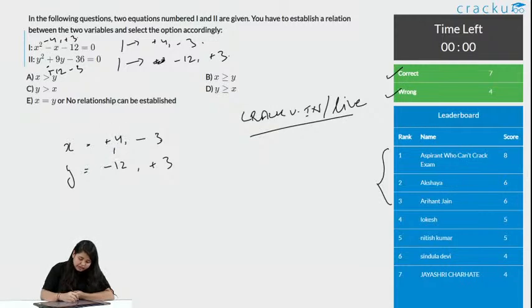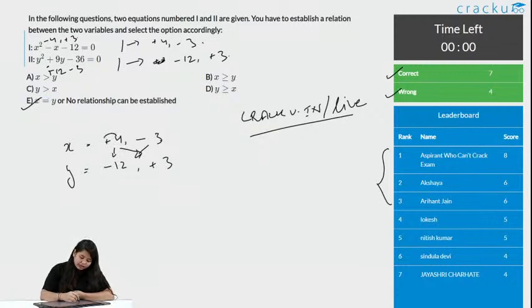Plus 4 is greater than minus 12 and plus 4 is greater than plus 3. Minus 3 is again greater than minus 12 and minus 3 is less than minus 3. So, what is the answer to this question? It will be option E, that is x is equal to y, or no relation can be established.